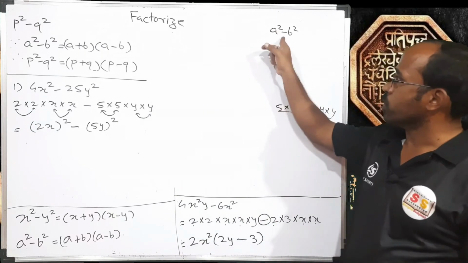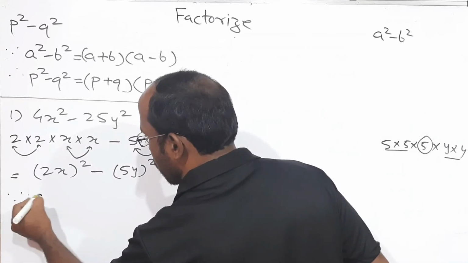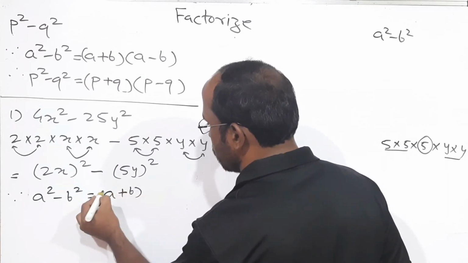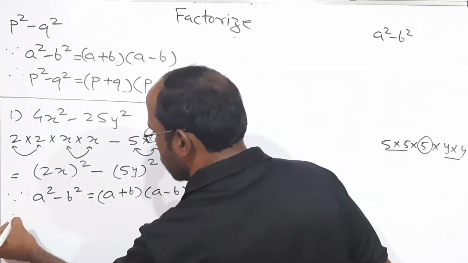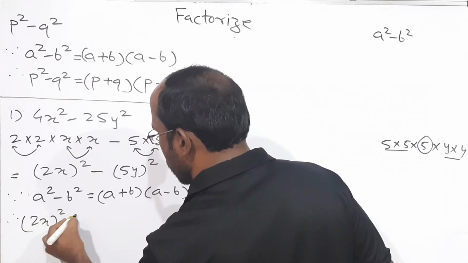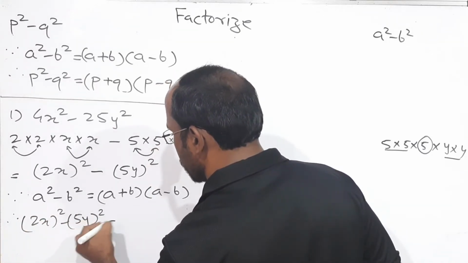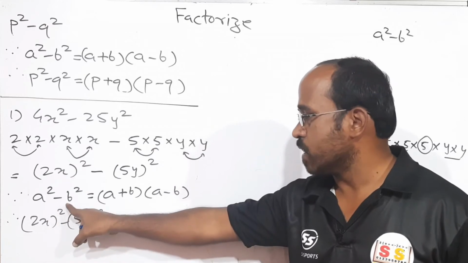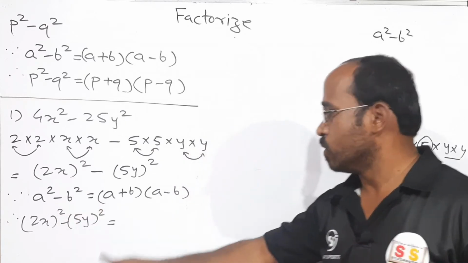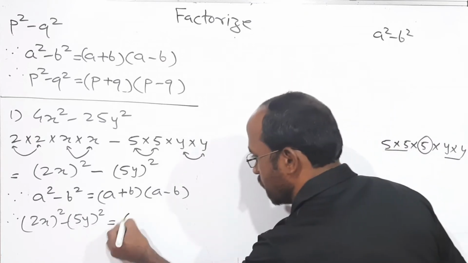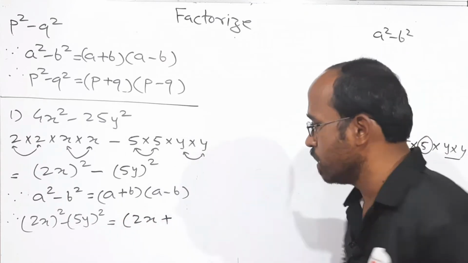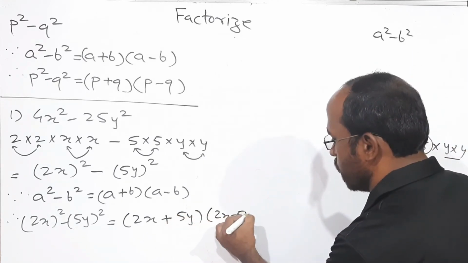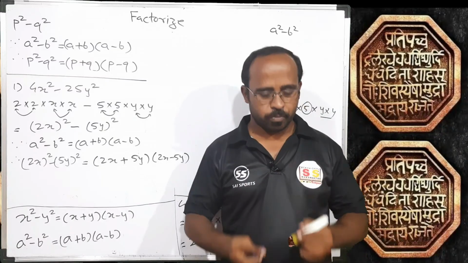As we are going to use the formula of a square minus b square, let's write: if a square minus b square is equal to a plus b into a minus b, then (2x) square minus (5y) square is equal to, first term is a, first term is 2x, second term is b, second term is 5y. So at the place of a, let's replace 2x, that is 2x plus, at the place of b, let's replace 5y. 2x plus 5y into 2x minus 5y. Clear up to this? I hope you got it, students.